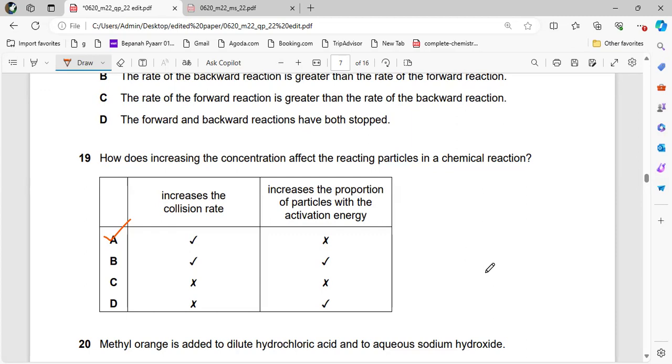Increase the proportion of particles with the activation energy. No. When you increase the concentration, it just increases the number of particles, but it does not increase the energy of the particles. Okay, so only collision will increase, but it is not necessary that all the molecules will have higher energy. If instead of concentration they had asked for temperature, option B would have been correct, because collision will also increase, and because of increasing temperature, all the particles will gain more energy, and there is a chance of increasing the proportion with activation energy also.